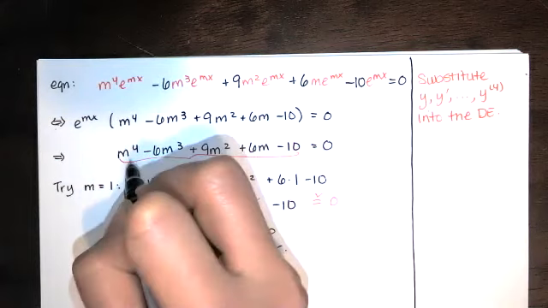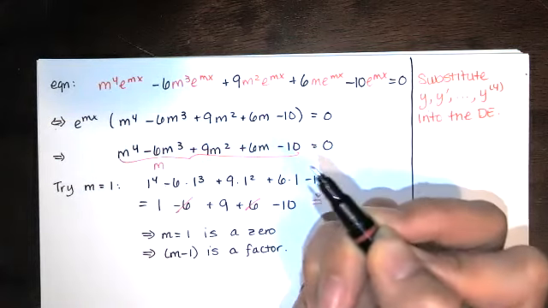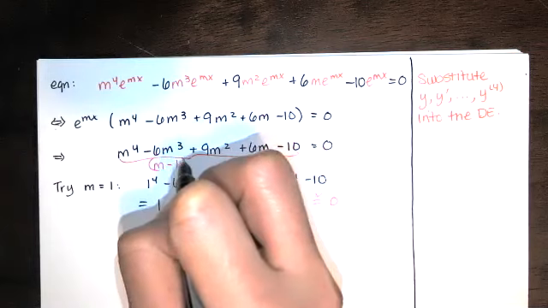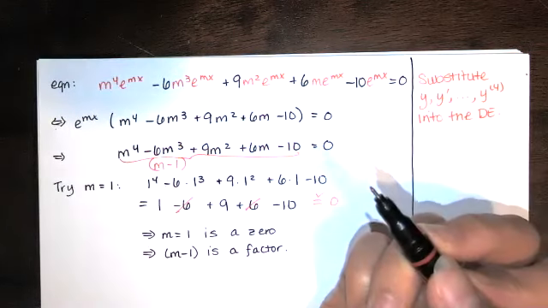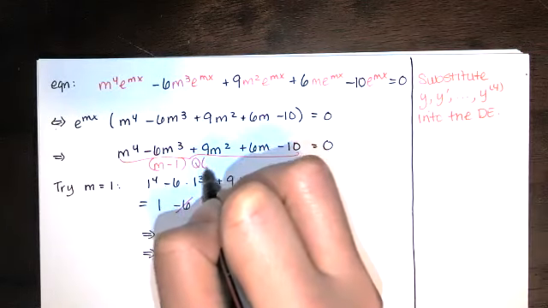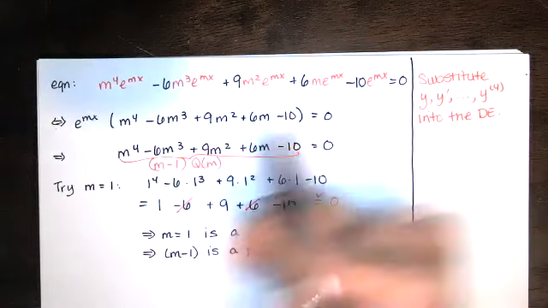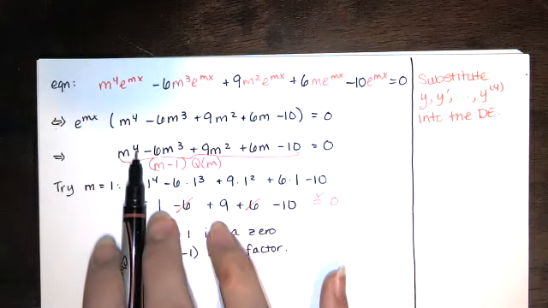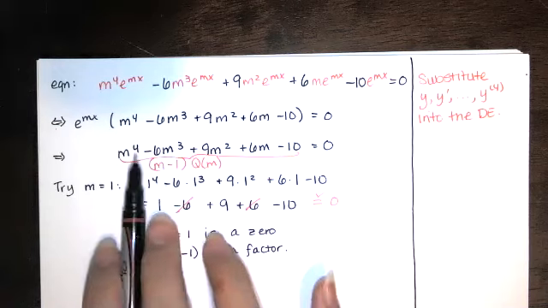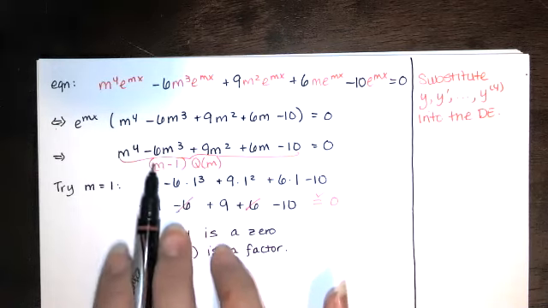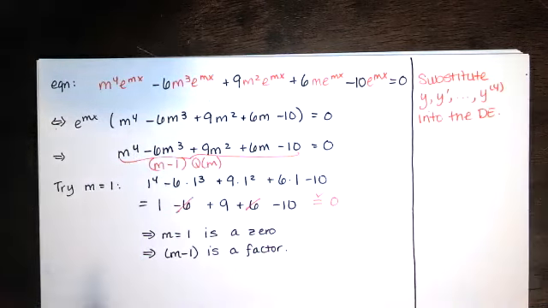This is a 4th degree polynomial. So it's going to be factored as a linear polynomial, m minus 1 times some quotient, and that quotient will have a degree that's 1 less than the 4th. So if this is 4th degree and we divide out something that's linear, this is going to be a 3rd degree polynomial. To figure out what 3rd degree polynomial that is, we're going to do synthetic division.